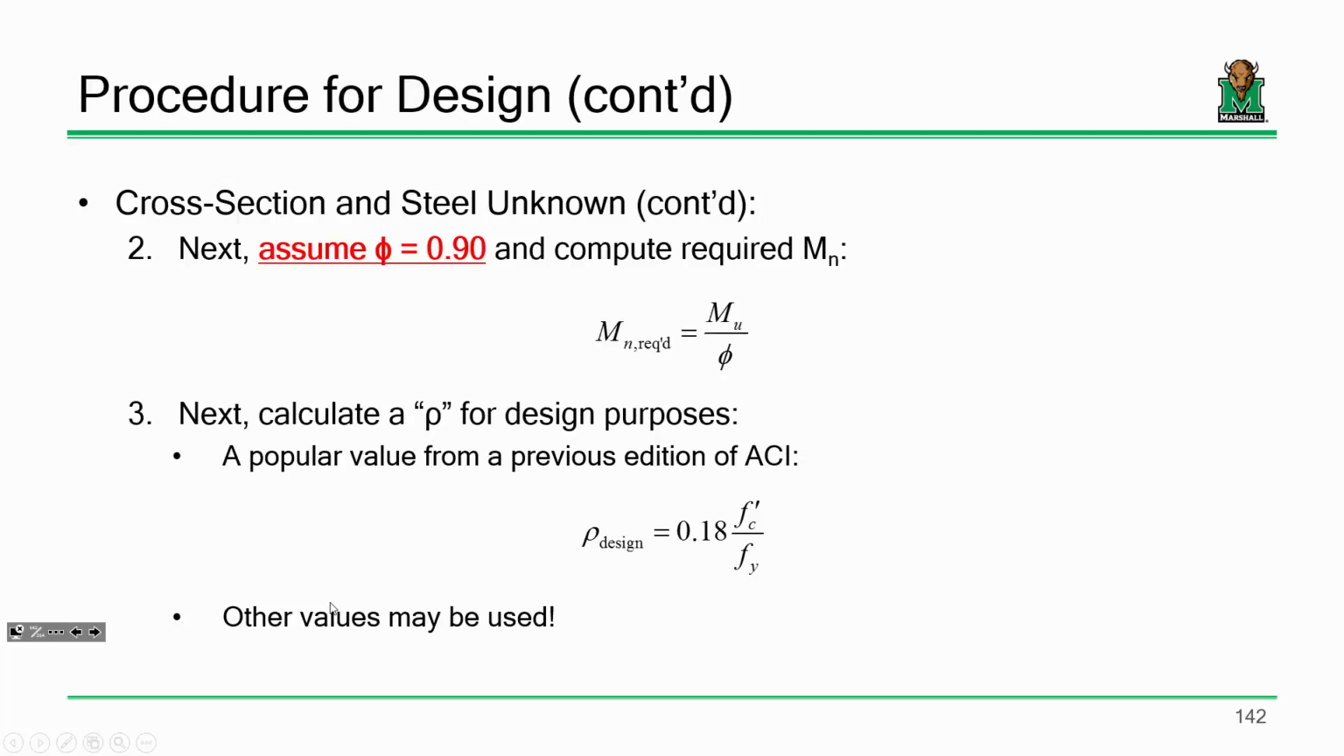Once we determine how much nominal moment capacity we need, assume a rho value for design. That's a really good one. You can use other ones if you'd like.